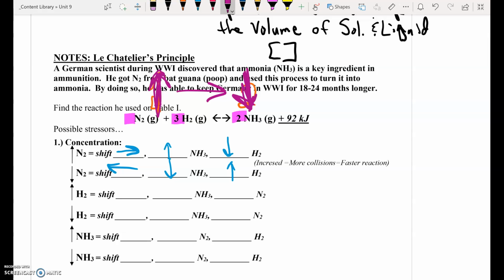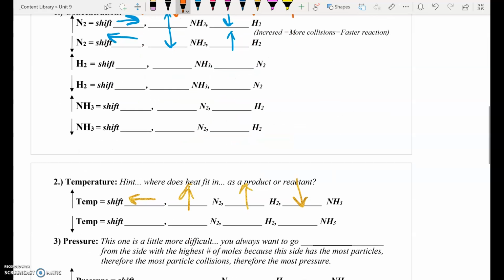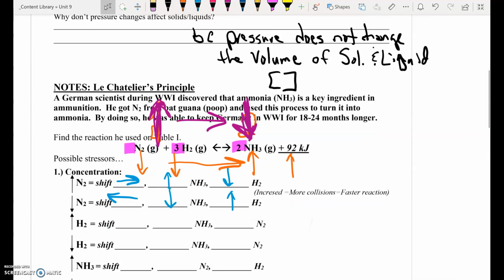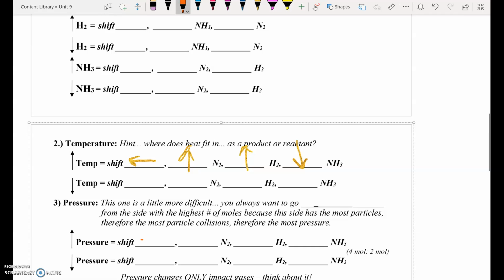That means that the amount of NH3 is going to go up because it's shifting to the right. The reaction is shifting this way, so that means this goes up and this goes up and this goes down and this goes down. So then you take those answers and you plug them in down here. The pressure goes up, it's going to shift to the right, and the amount of N2 goes down, H2 goes down, and NH3 goes up.